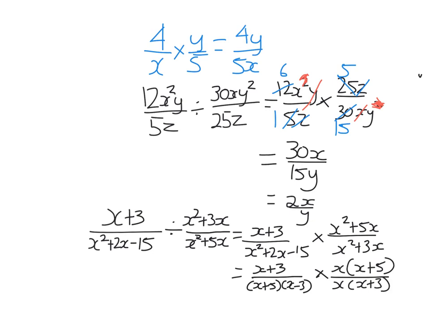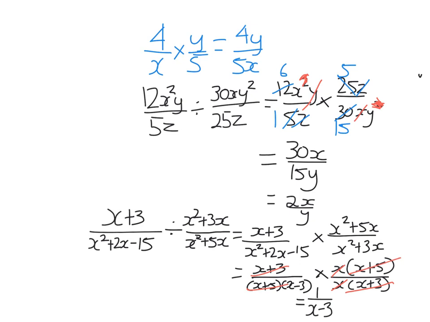So now what I can do is cancel anything on the top with anything on the bottom. So I can cross out the x plus 3's because they're being times. I can cross out the two x's. I can cross out the two x plus 5's. So what I'm actually left with is on the top, there's nothing there. So it's like a 1 there. So I can just write 1 if there's nothing left to multiply. And then on the bottom is x minus 3. That can't be simplified any further.